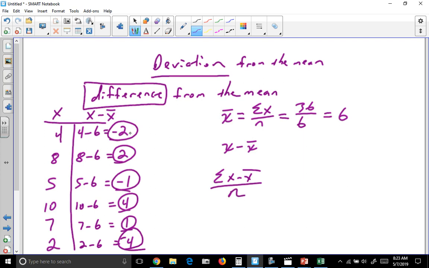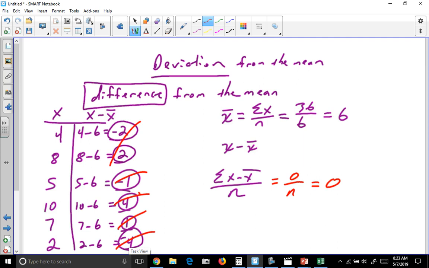But notice, if we simply add up our deviations, some of these are positive, some of these are negative. Notice these two are opposites, so if we add those together, those cancel. These are opposites, so those would cancel. Those are opposites, so those would cancel. So if we just add up the deviations, it looks like our average deviation is 0.